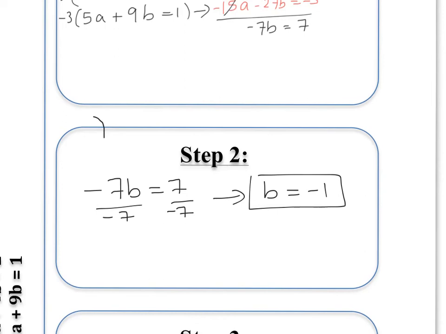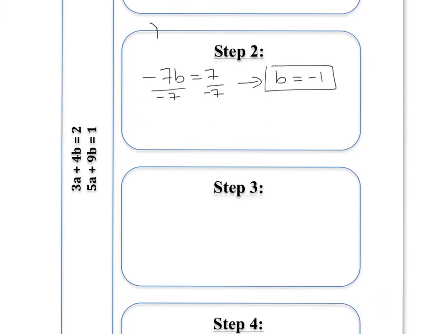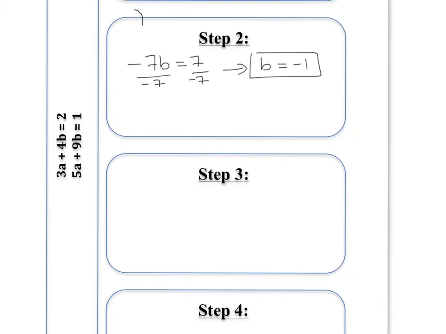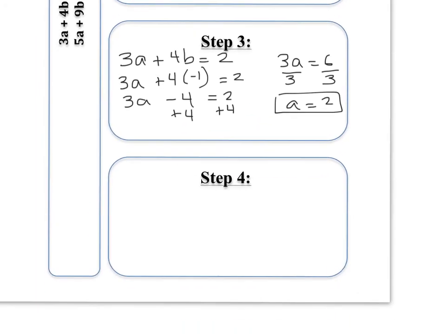Now in my third step, I need to plug in b in any of the original equations. So let me choose to plug it in the first equation. So 3a plus 4 times negative 1 equals 2. So 3a minus 4 equals 2, since 4 times negative 1 is a negative 4. If I add 4 to both sides, I will get 3a equals 6. Divide both sides by 3, so a is equal to 2. I just found the other variable. So my solution in this case is 2, negative 1.